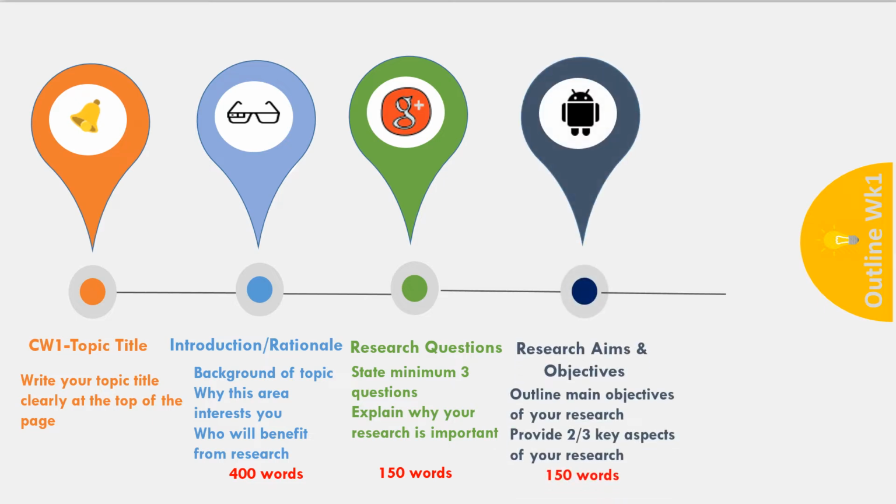Then you complete your research aims and objectives. Outline the main objectives of your research. Provide 2 or 3 key aspects of your research, and these need to be specific and time specific: what exactly do you want to achieve by when.